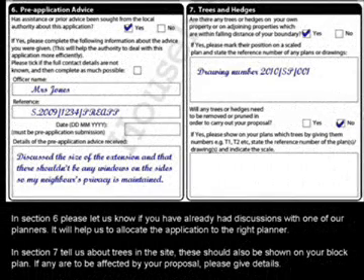In section 6, please let us know if you've already had discussions with one of our planners. This will help us to allocate the application to the right officer. In section 7, please tell us about trees on the site. Please note that these should also be shown on your block plan. If any are to be affected by the proposal, please give details.